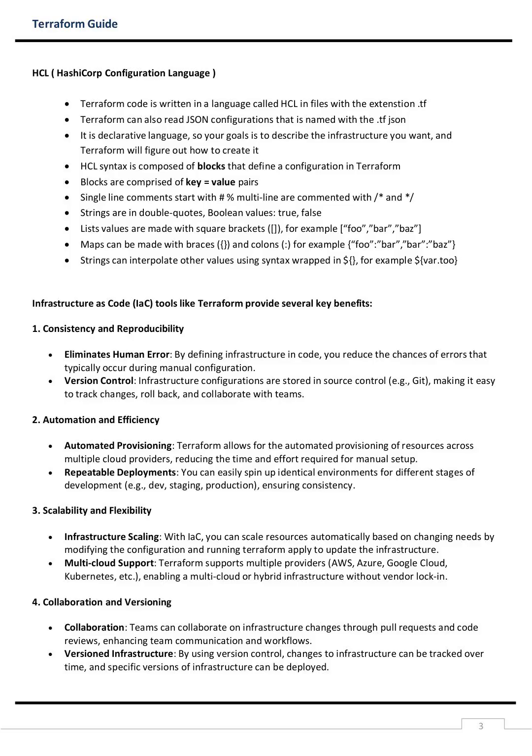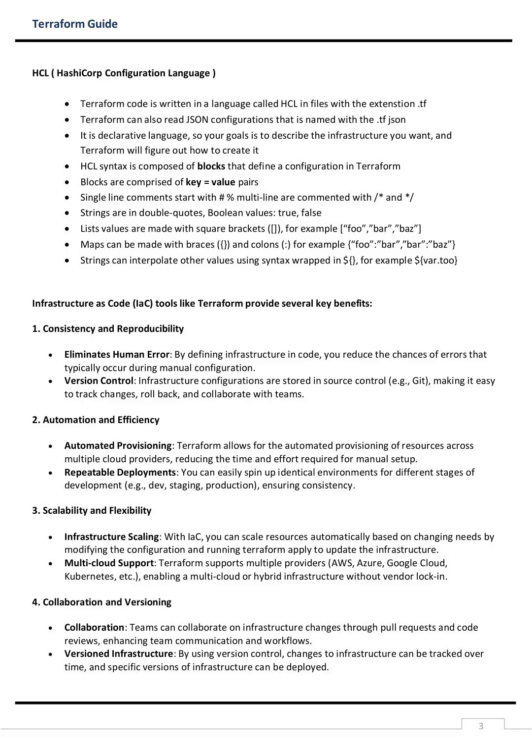Terraform Guide. HCL, HashiCorp Configuration Language. Terraform code is written in a language called HCL in files with the extension .tf. Terraform can also read JSON configurations that are named with the .tf.json extension. It is a declarative language, so your goal is to describe the infrastructure you want, and Terraform will figure out how to create it. HCL syntax is composed of blocks that define a configuration in Terraform.